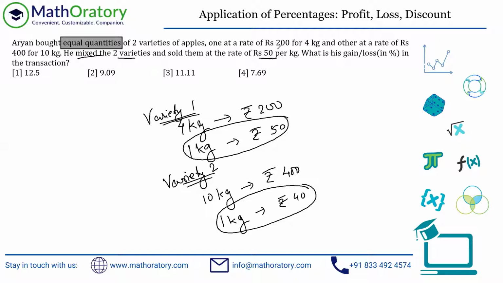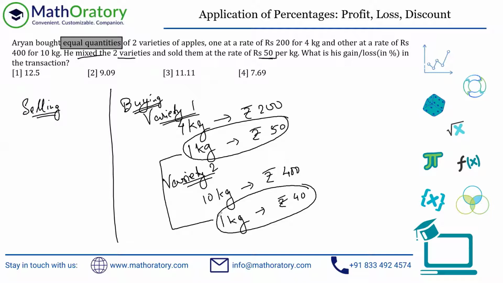But now what you have to understand is when he's mixing both of them, so this is the buying part. While selling, let me write it here. So while selling, he is mixing these two varieties, right? So we have considered 1 kilo and 1 kilo. So when he's mixing the two things, he's actually getting 2 kilos, right? Now, you can see that he's selling it at 50 rupees per kilo. So the selling price of 2 kilos should be 100 rupees, right?